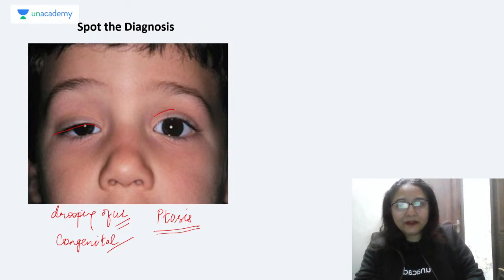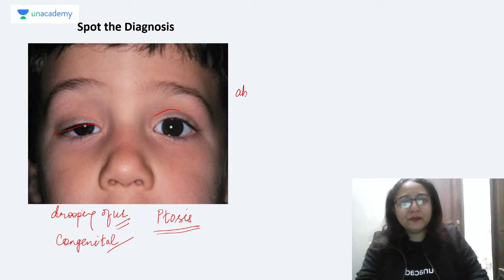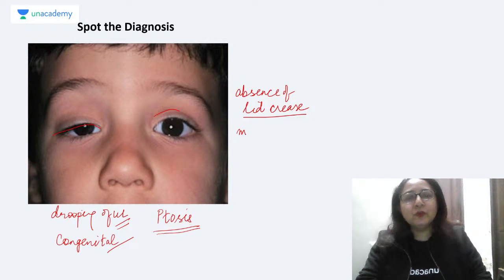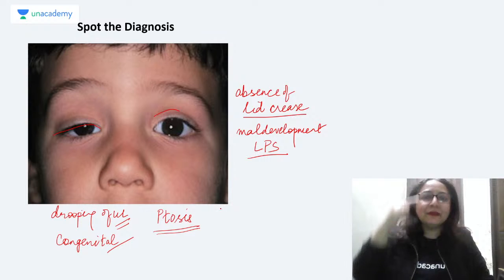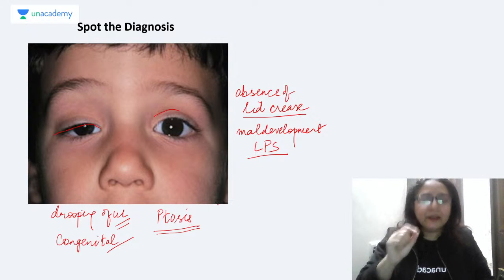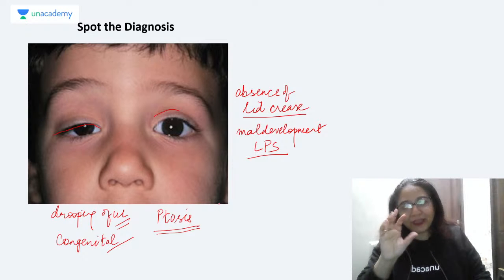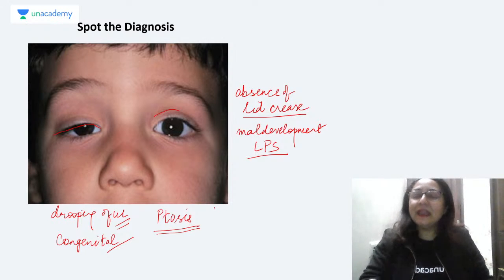So this is the normal lid crease on this side. Here you see absence of the lid crease is there. So absence of lid crease is indicative that this ptosis is congenital. Why is the lid crease absent? Because the congenital ptosis is due to maldevelopment of levator palpebrae superioris muscle, LPS muscle. LPS muscle helps in elevating the lid, and some fibers of the LPS insert into the skin of the eyelid, which helps in making the eyelid crease. So since the LPS is maldeveloped, the lid crease is not properly developed.